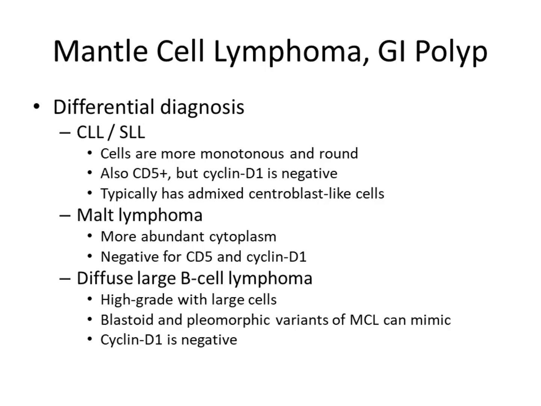Diffuse large B-cell lymphomas are high-grade and composed of large pleomorphic cells. This high-grade appearance is not a feature of typical mantle cell lymphomas. However, be aware that mantle cell lymphomas have blastic and pleomorphic variants. Cyclin D1 is very useful in this setting, since diffuse large B-cell lymphoma is negative for this marker.